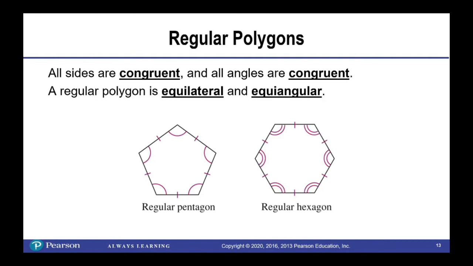Regular polygons have all sides congruent and all angles congruent. A regular polygon is both equilateral and equiangular. In our next video, we'll continue talking about polygons as well as symmetry.